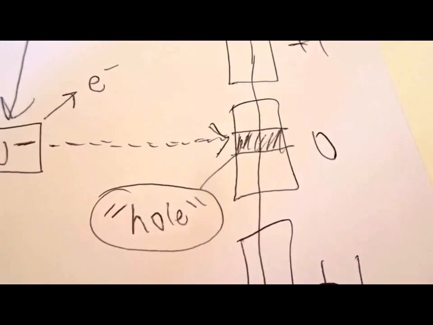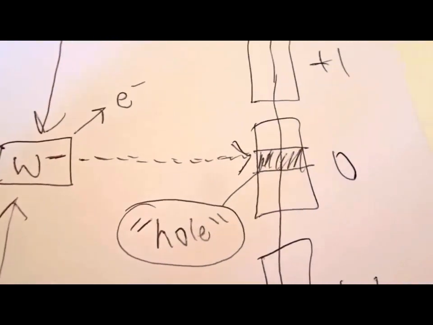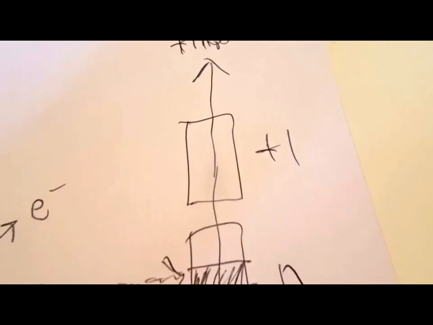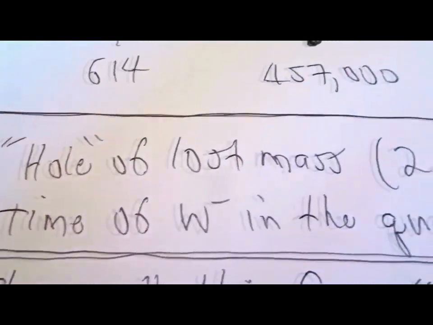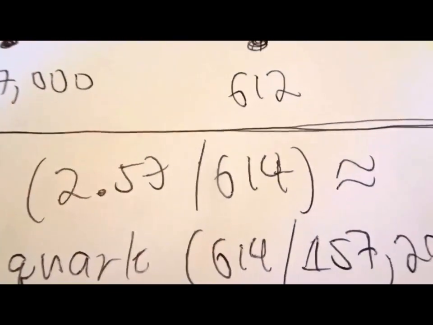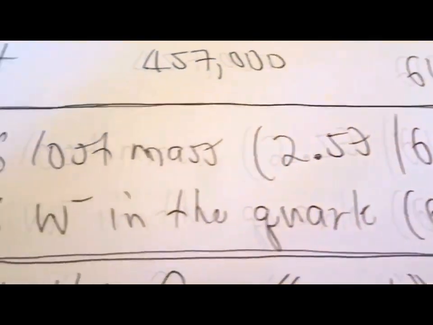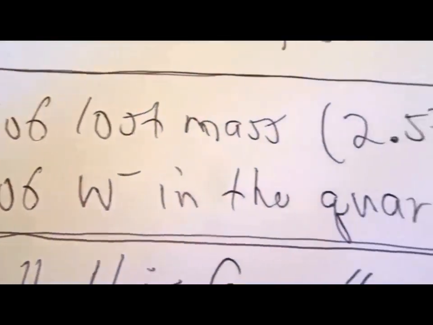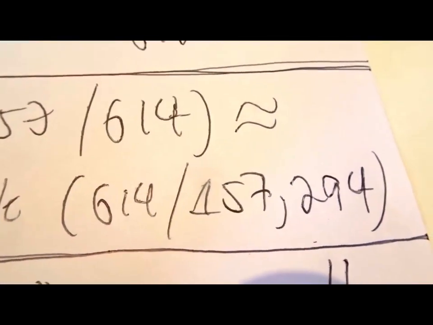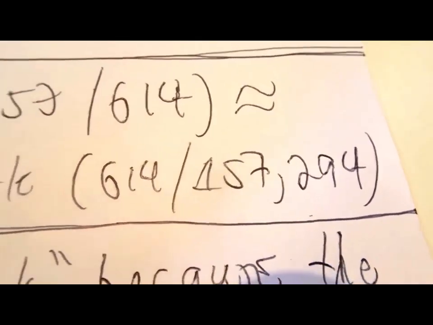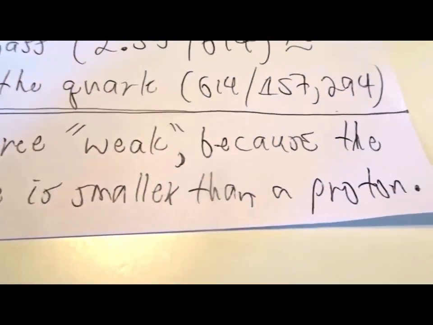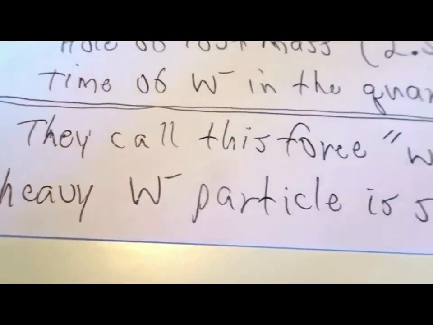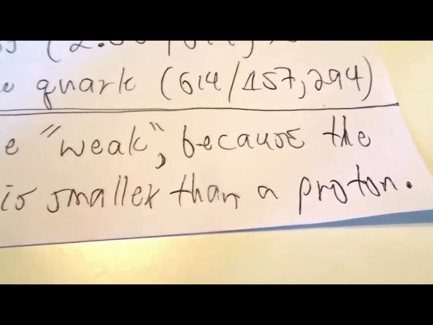Then it has a hole of lost mass and energy because we ejected two particles. It's still moving through time, but now it has charges plus 1, 0, plus 1, and a mass of only 612. So we started with a mass of about 614, we went down to a mass of about 612. So that hole of lost mass is 2.53 divided by 614, which is the mass of the quark, and that's very closely equal to the time which the W minus particle spent in the quark, which is 614 divided by 157,294. Very simple to understand by this picture. They call this force weak because the heavy W minus particle is smaller than a proton, so the force doesn't go very far.